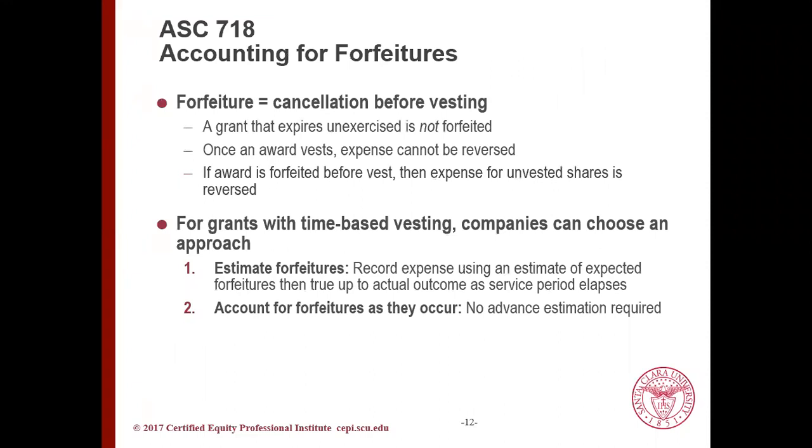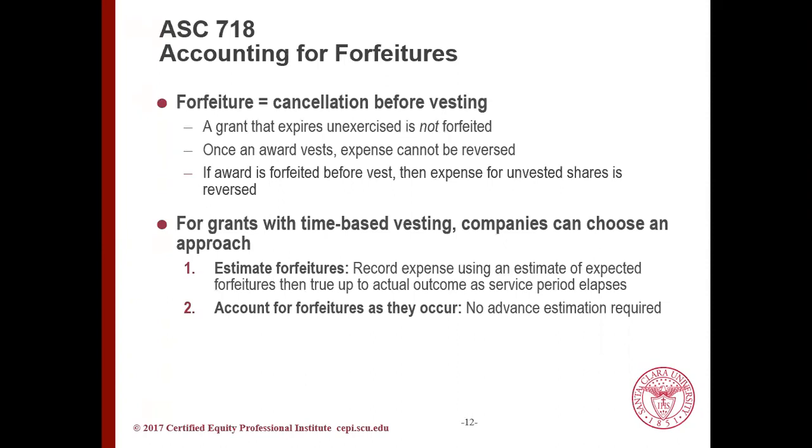All right, next up, let's talk about forfeitures. Sometimes awards don't end up vesting, and what ASC 718 says is that companies shouldn't have to recognize expense for awards that end up being forfeited by the employee. Now, I want to be clear, once an award vests, that expense cannot be reversed.